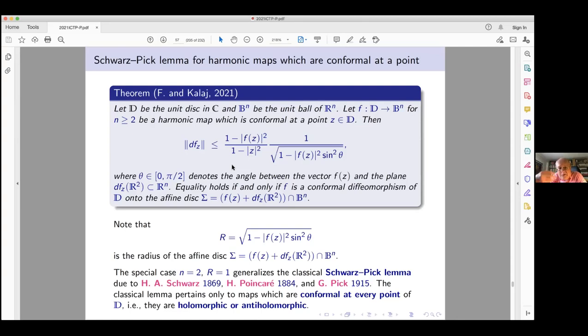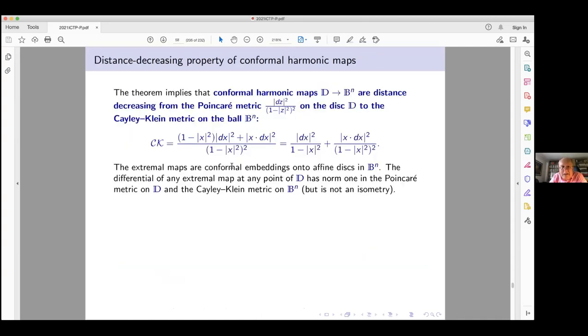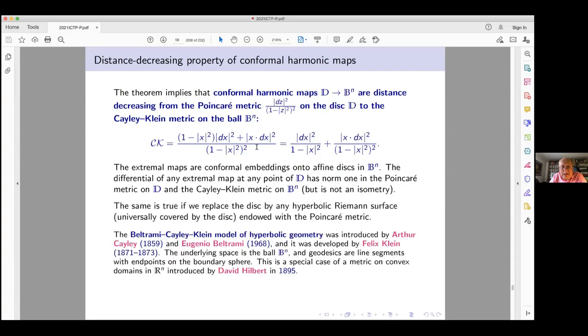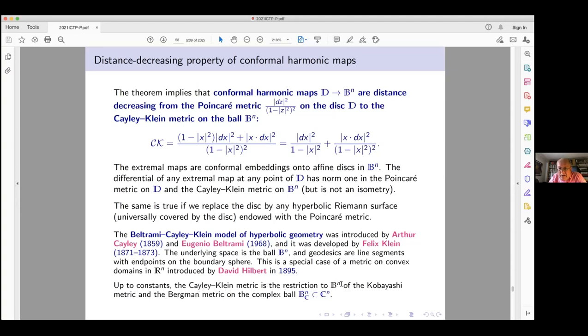So there is actually a very close relationship between this Beltrami metric and the Poincaré metric. I mean the Kobayashi metric or the Bergman metric. This metric is nothing else but the restriction to the real ball of either the Kobayashi metric or, up to some multiplicative constant, of the Bergman metric on the complex ball. So it's kind of the same formula as for the Kobayashi metric, except that in that case, x would be a complex variable and you would add a conjugate on the second term. Otherwise, it's the same formula.